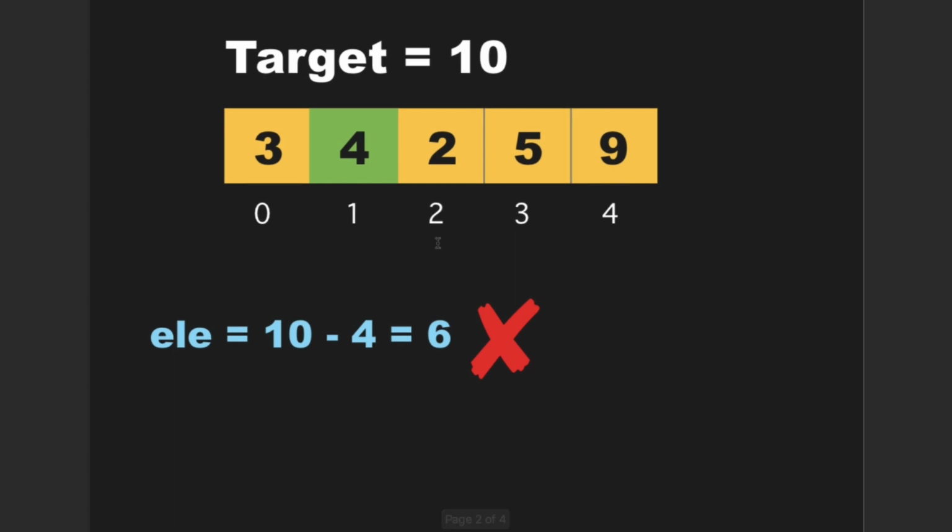The next element is 4. The complementary element of 4 is 6. We need to check whether 6 is present in the vector. No, it's not present. So we need to continue further. Now, the complementary element of 2 is 8. This is also not present in the vector. We need to move further.